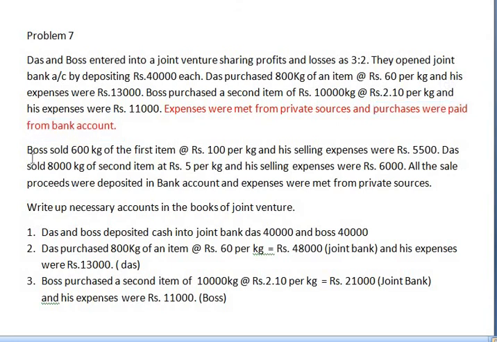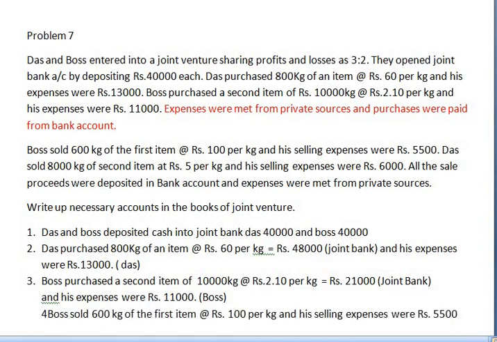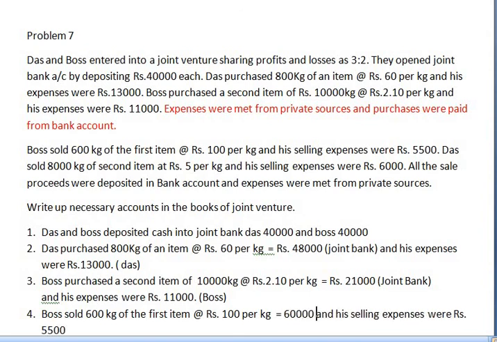Now come to the next one. Boss sold 600 kg of first item at rupees 100 per kg and his selling expenses were 5,500. So the fourth transaction is Boss sold 600 kg of the first item at rupees 100 per kg. So 600 multiplied by 100, 60,000 rupees. So Boss sold 60,000 worth of goods and his selling expenses were rupees 5,500.